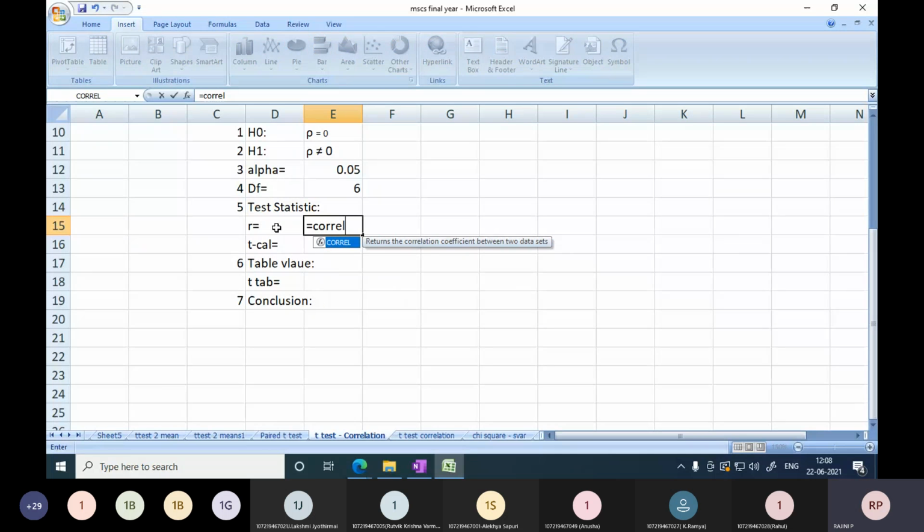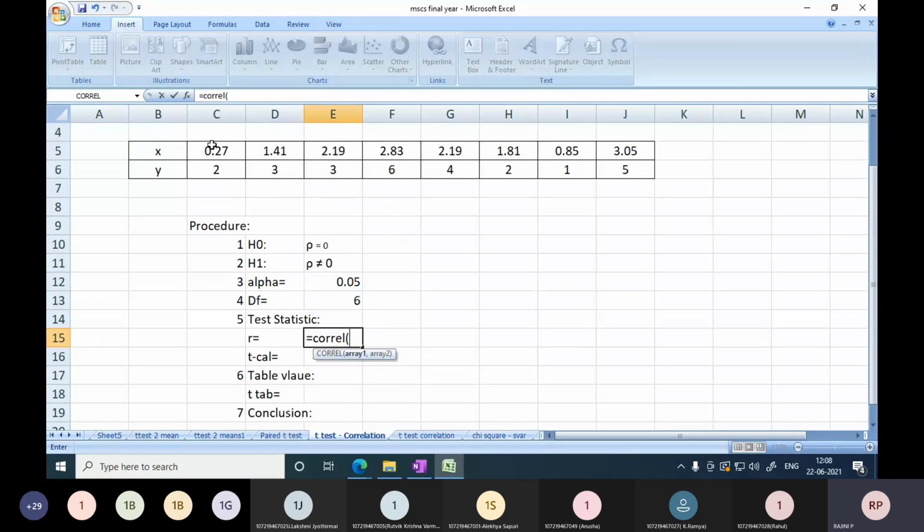CORREL. Correlation, open the bracket. It is asking what is array 1. This is array 1, comma. What is array 2? This is array 2. Then close the bracket. Enter. Got it, everybody? What is the correlation value?